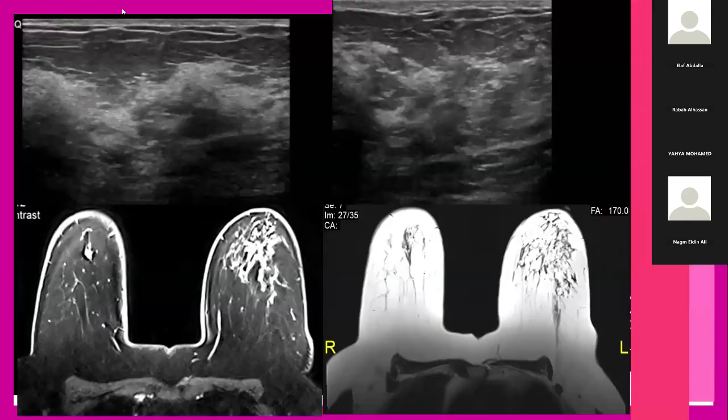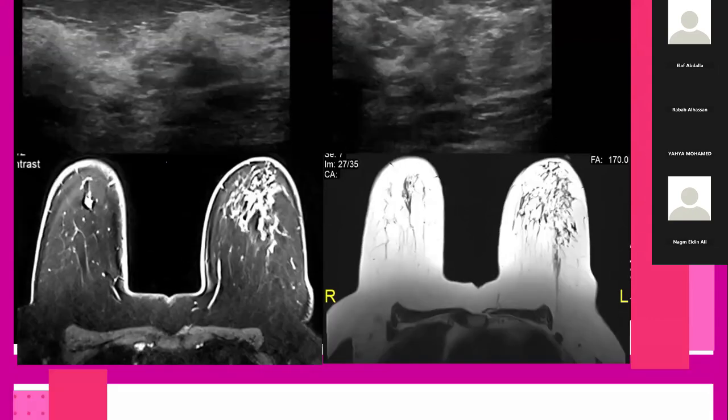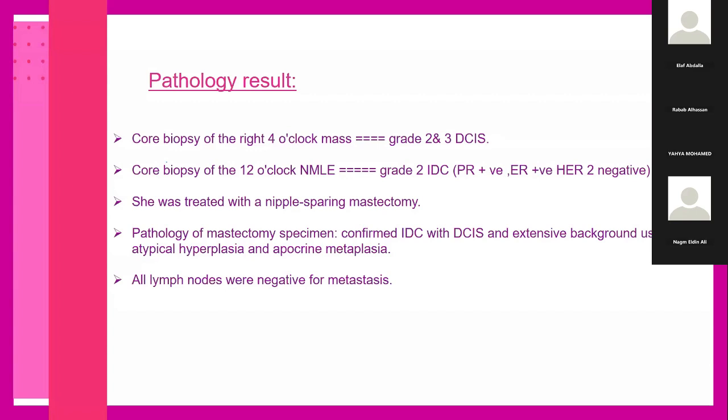Okay, and here this is the 12 o'clock lesion. You can see it on ultrasound here. Also, as in the ultrasound, on MRI it is seen as non-mass-like enhancement. On ultrasound, it is not typical of a mass. It seems as a patchy or focal area of non-mass-like hypoechoic lesion.